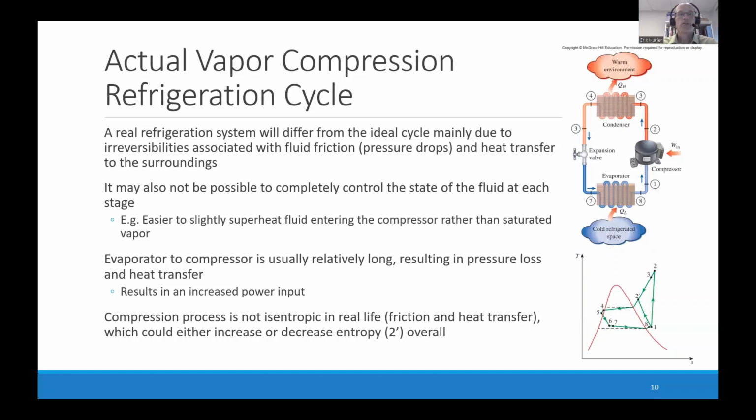And finally, the compression process will never be isentropic in real life due to some inevitable friction and heat transfer. This could either increase or decrease the entropy overall, so we don't really know where to put 2' on the T-s diagram, such as the one seen here for real refrigeration cycles, and compared to the ideal cycle we have been evaluating.